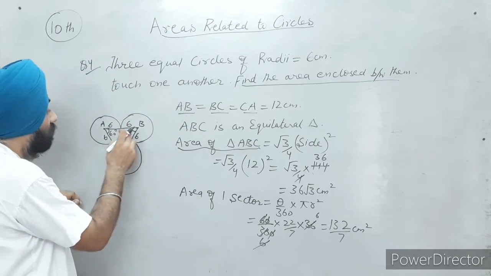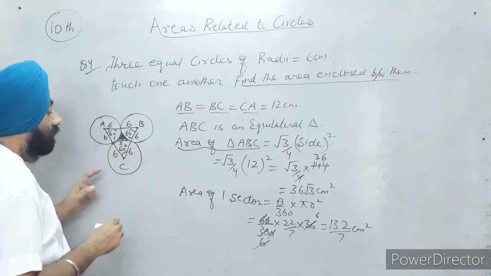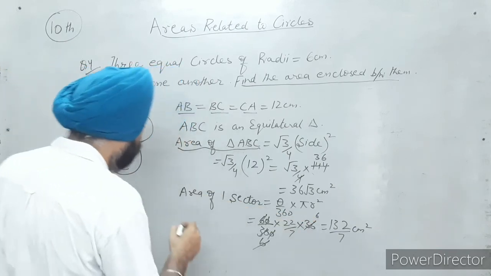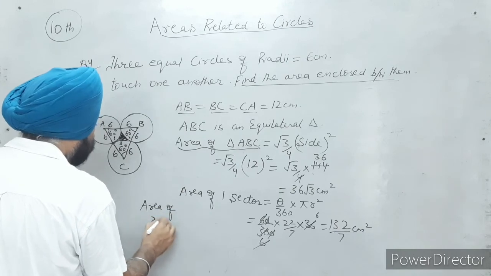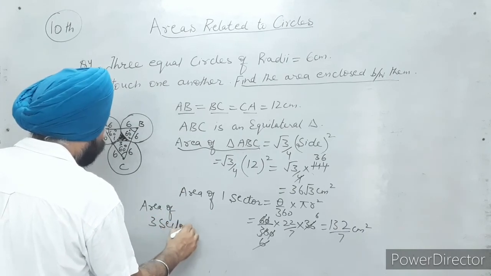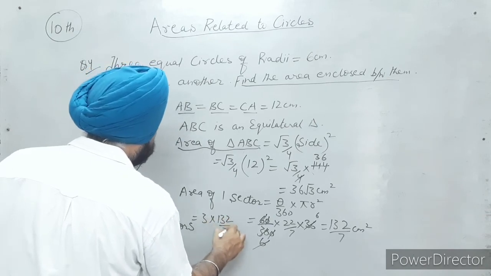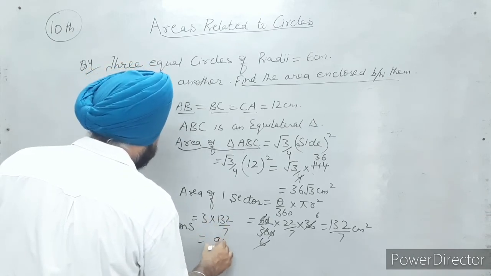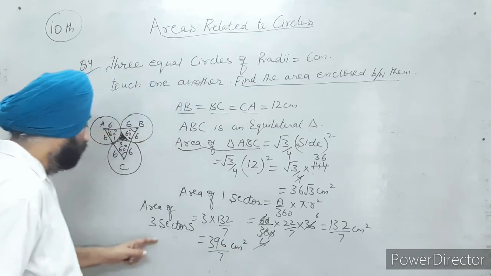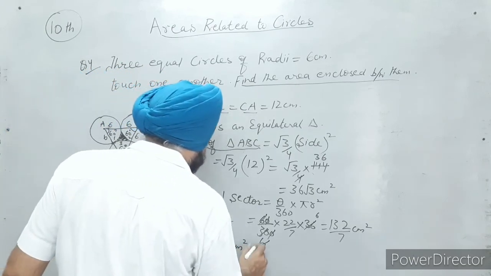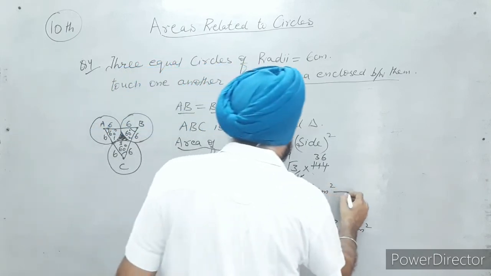How many sectors are there? First, second and the third one. So I will multiply this with 3. So area of 3 sectors. Area of 3 sectors is 3 multiplied by 132 by 7. That is 396 by 7 centimeter square. This is area of 3 sectors. Let this be number 2. This is your number 1.